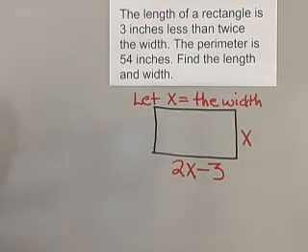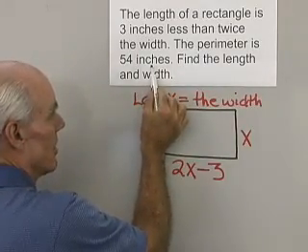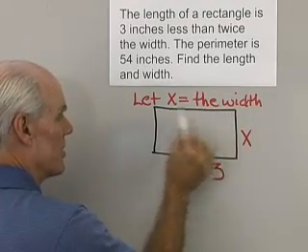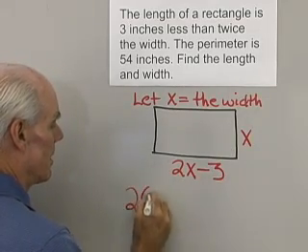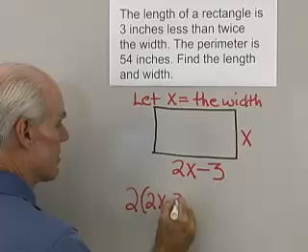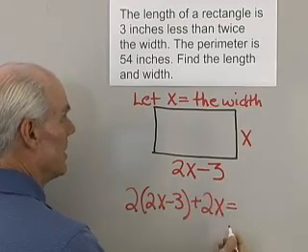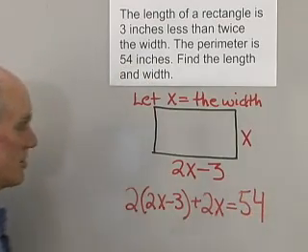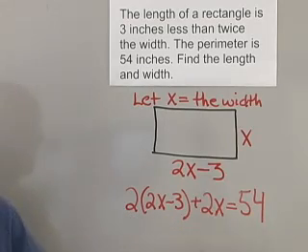Okay, so now what I want to do is write an equation that describes this situation, and here's what I know. The perimeter is 54 inches. Well, the perimeter is going to be twice the length plus twice the width. It's once around the outside of the rectangle. So 2 times 2x minus 3 plus 2 times x must be equal to 54, the perimeter. So since the perimeter is 54, I'm going to write twice the length plus twice the width equal to 54.